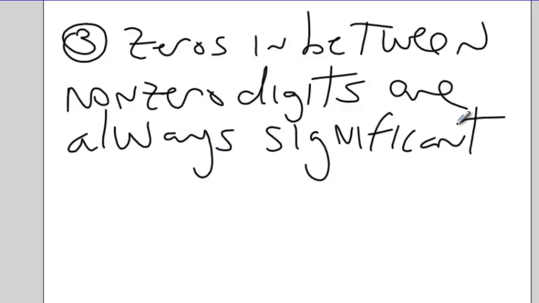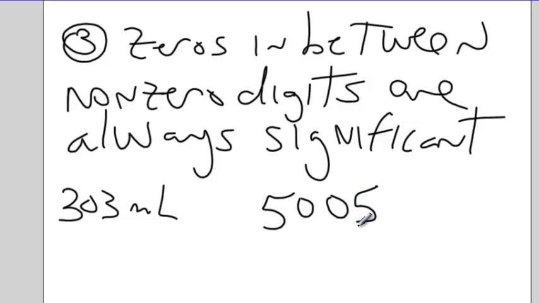All zeros in between non-zero digits, always significant. So if you have 303 milliliters, you've got 3 significant figures there. All 3 of those significant. It doesn't even matter if you have more than one zero. You have 5,005 milliliters. You have 4 significant figures. All zeros in between non-zero digits are significant.